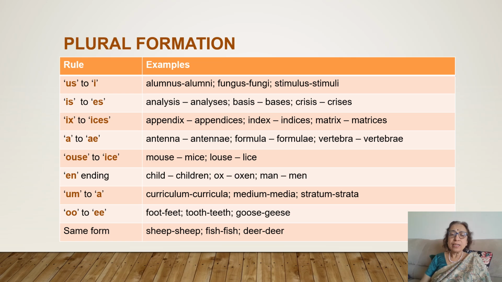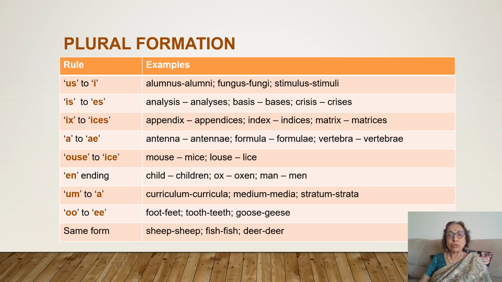Then man, an is removed and en is put. That means there is an internal change of vowel form. Then you have ending word, becomes a in the end. Curriculum becomes curricula, medium becomes media, stratum becomes strata. Then oo, two times, although it's a single vowel sound, the two letters that are used to spell it change from oo to ee in many forms.